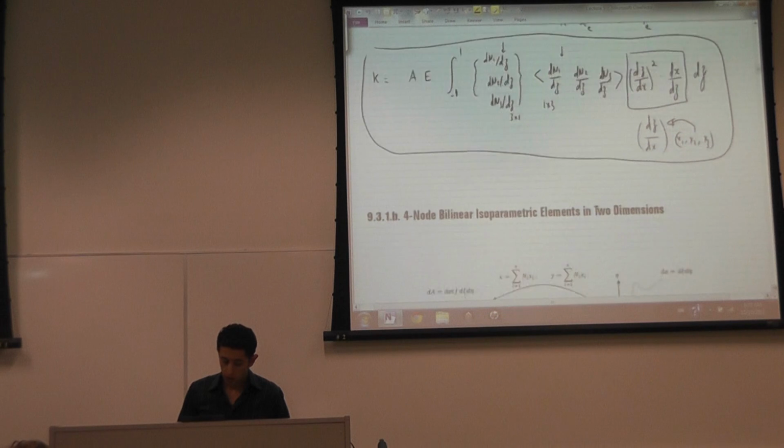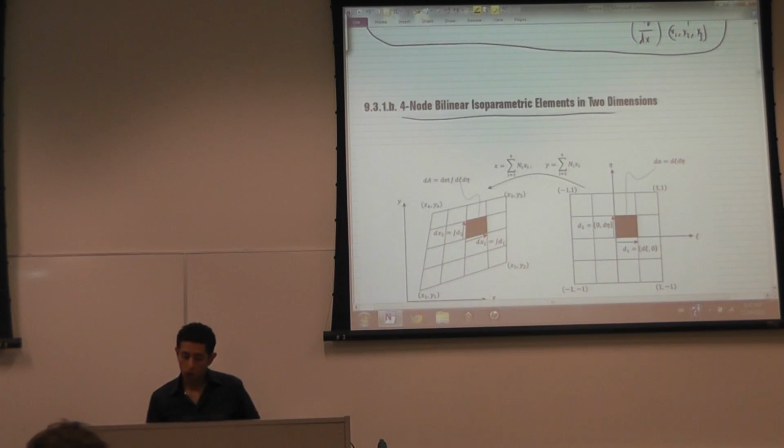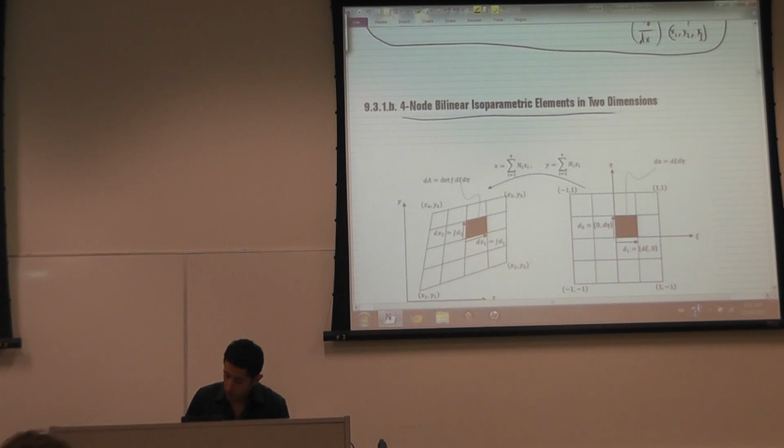Now I'm going to do the same thing again, but for a 4-node element. So how would I do this for a 4-node element?